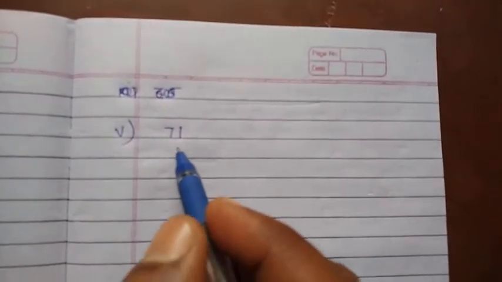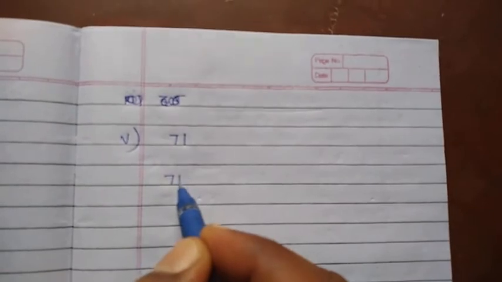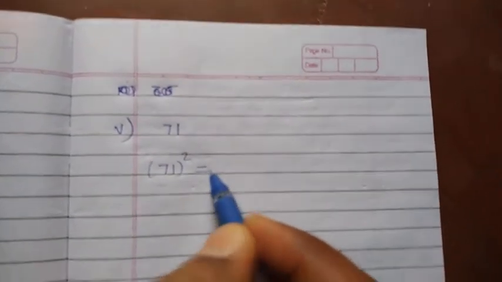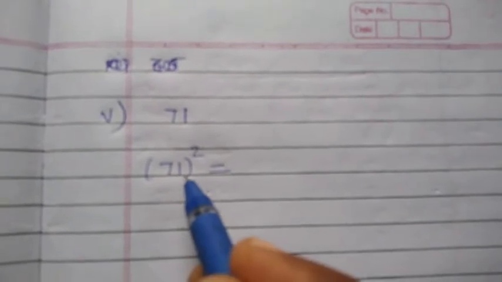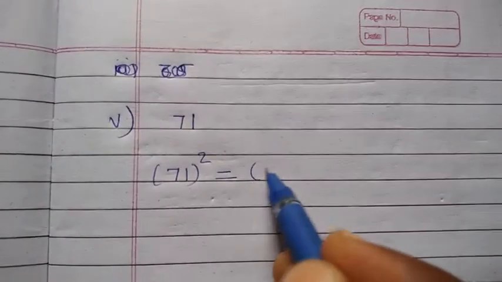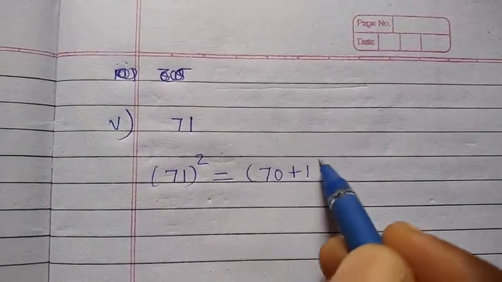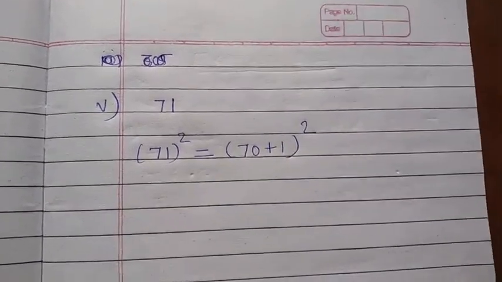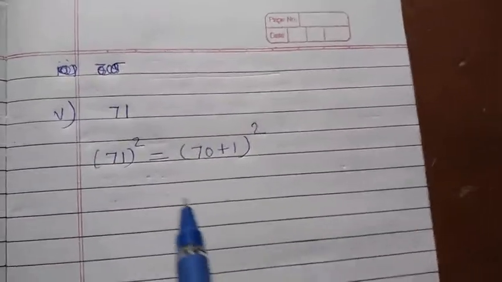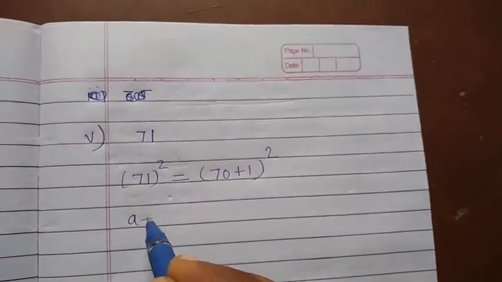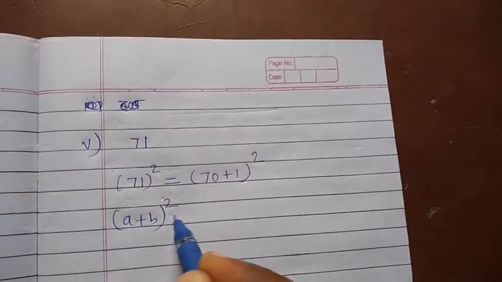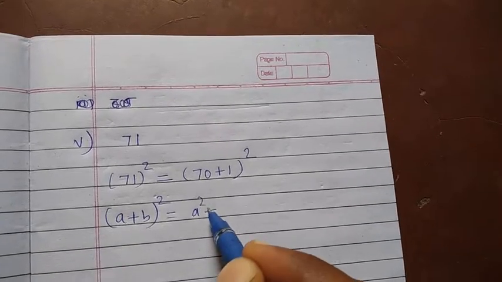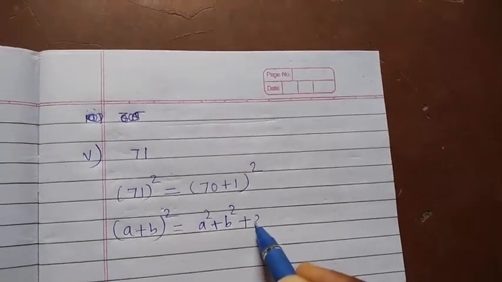Here we have to find the square of 71. 71 square is equal to, here I split this 71 as 70 plus 1. 70 plus 1 whole square. Understood? Again here we have to write the formula. It is (a plus b) whole square is equal to a square plus b square plus 2ab.